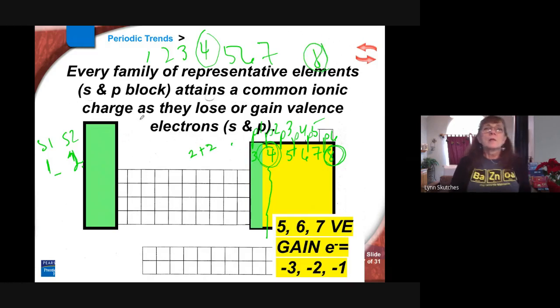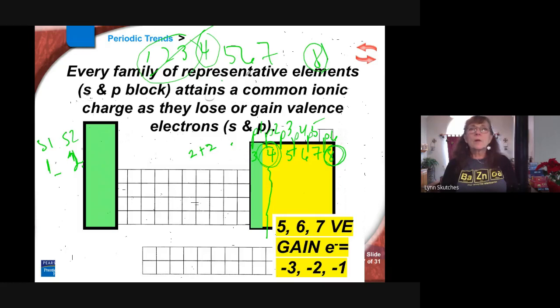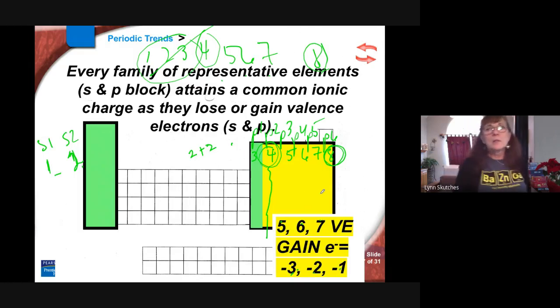So if you have 1, 2, or 3, you'll lose them. If you have 5, 6, or 7, you gain. 5 + 3 is 8, 6 + 2 is 8, 7 + 1 is 8. That is a pattern with our representative elements. If you know the column they're in, you know the charge of the ion they form.